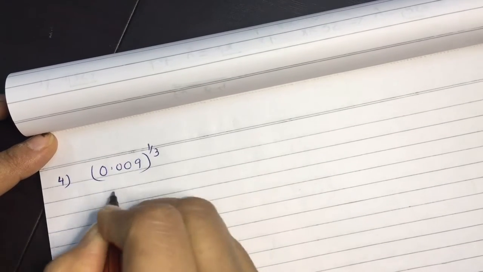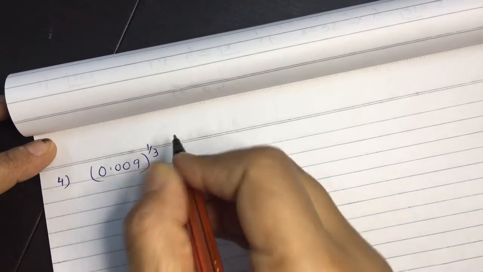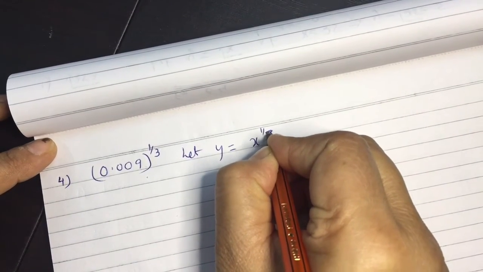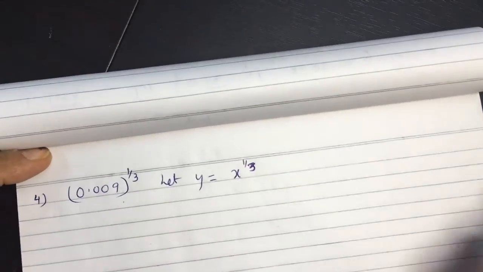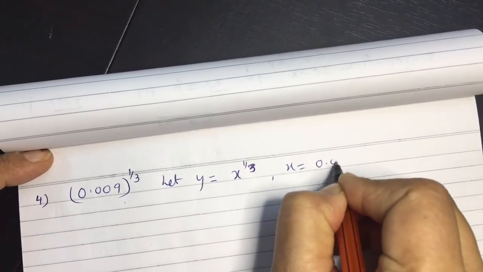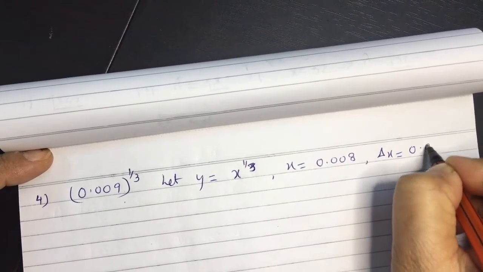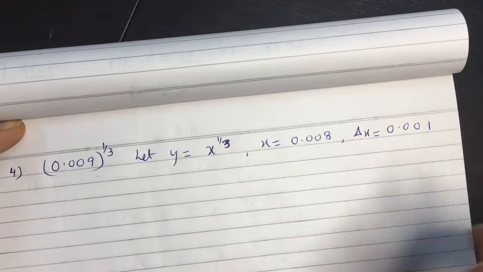Question number 1. Let's take up the fourth part. Fourth part says that we have to find the cube root of 0.009. Now the nearest cube is 0.008. So let y is equal to, now the underlying function is cube root function, so cube root of x, where x is equal to 0.008 and delta x is equal to 0.001.